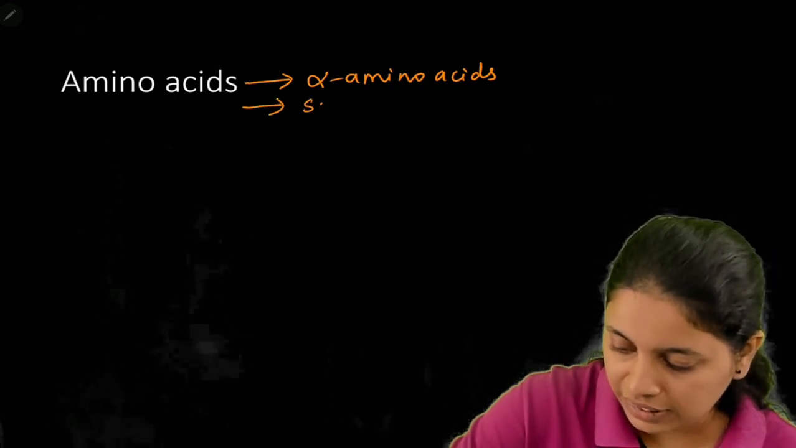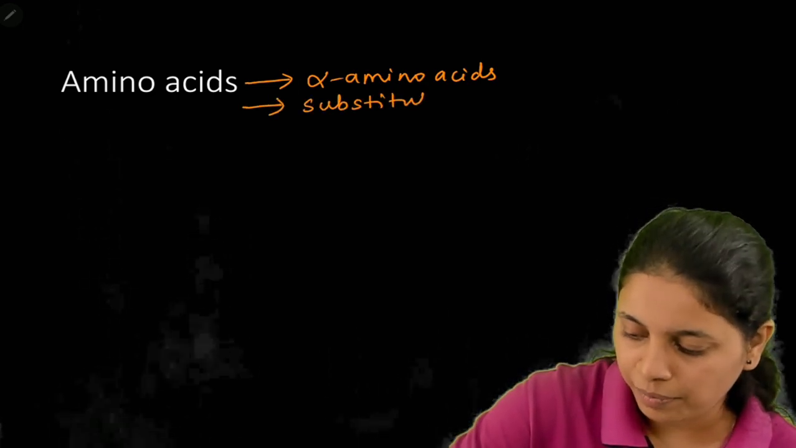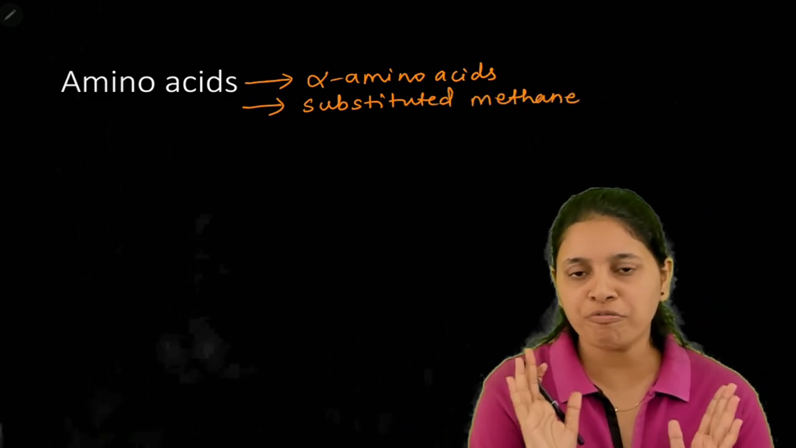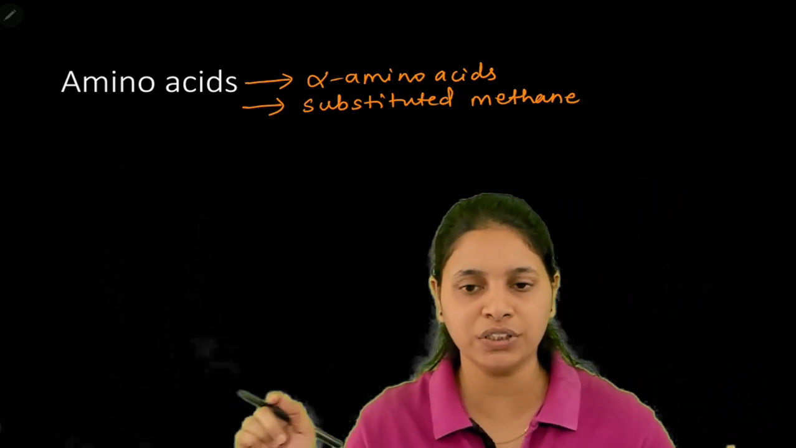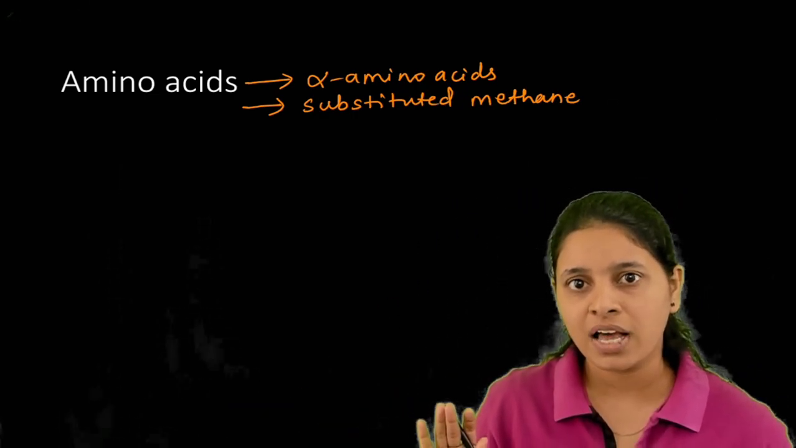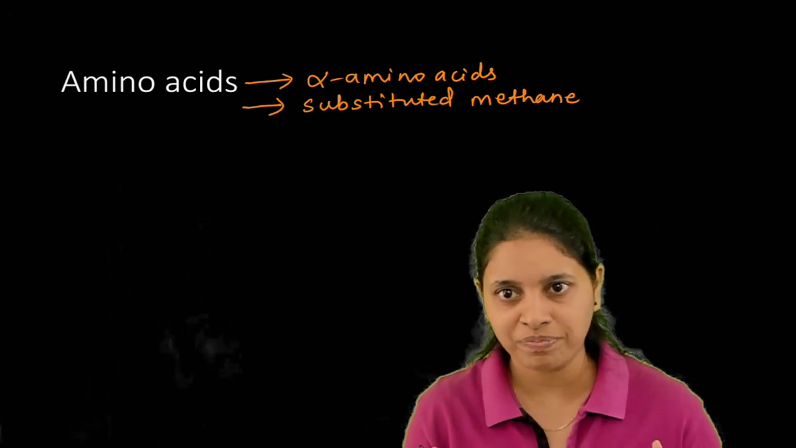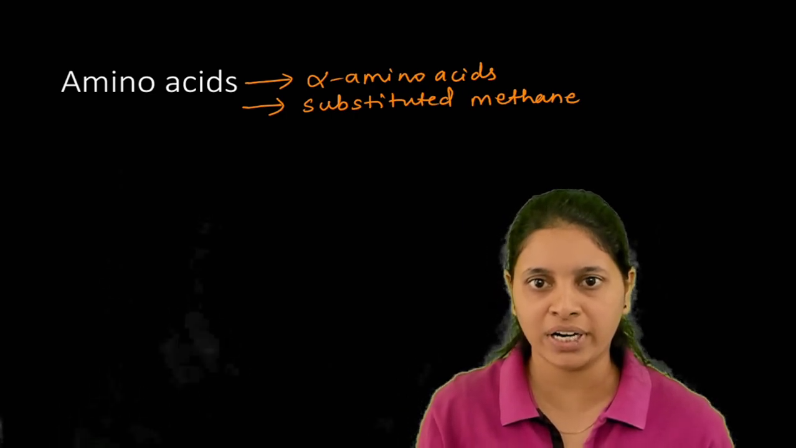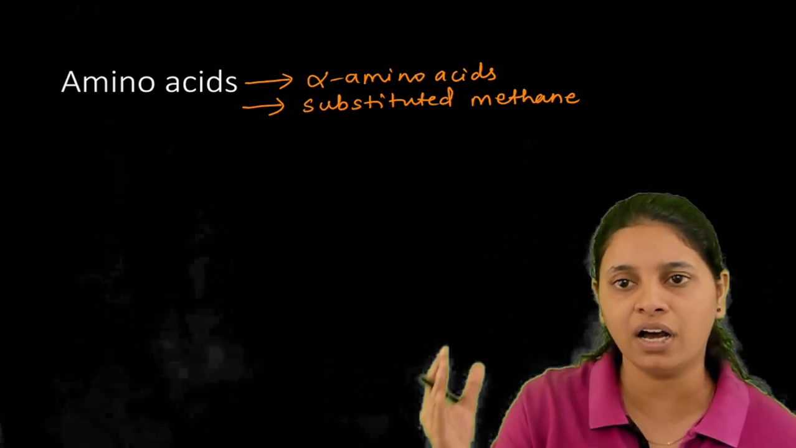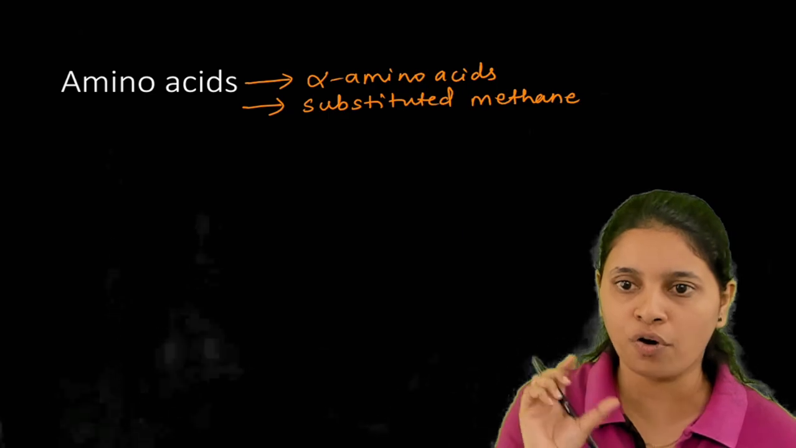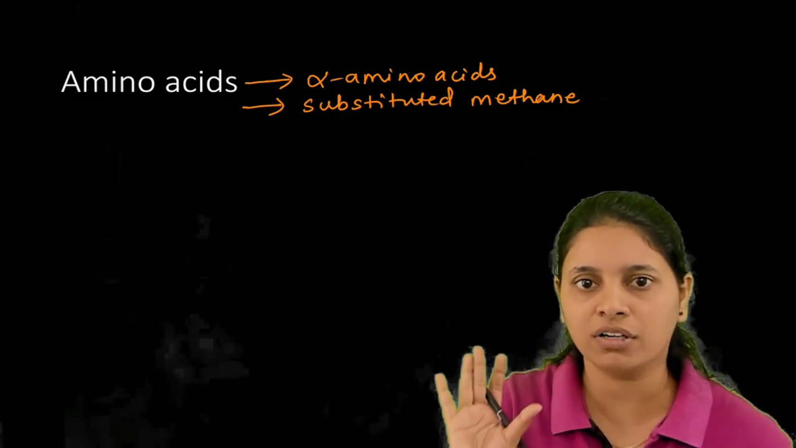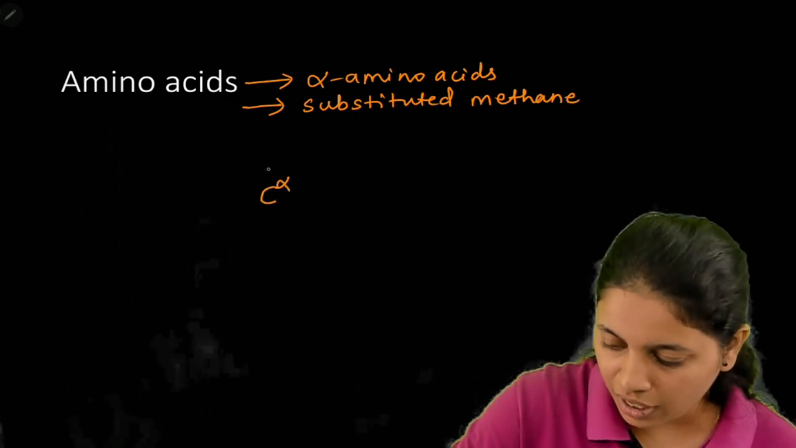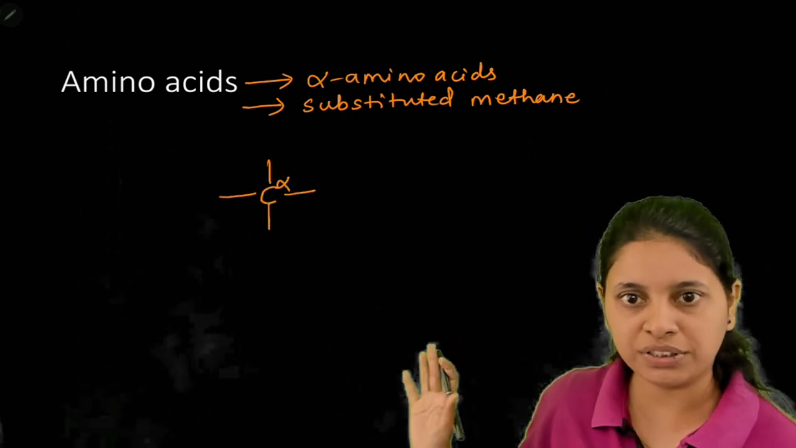Also, we can say these are actually substituted methane, right? The basic formula of methane is CH4. We have carbon to which 4 hydrogen atoms are attached. Now imagine if we substitute some hydrogen atoms with different functional groups, like an amine group or an acidic group, right? Accordingly, you will have an amino acid. So if we have to draw a very basic skeleton structure of any amino acid, we have to take an alpha carbon. Carbon's valence is 4, so let's attach the specific groups to it.